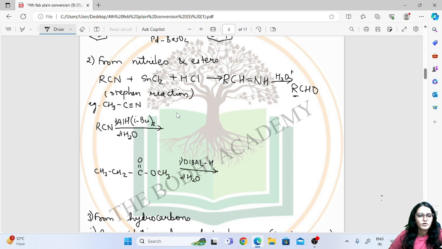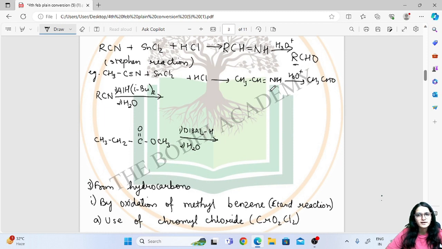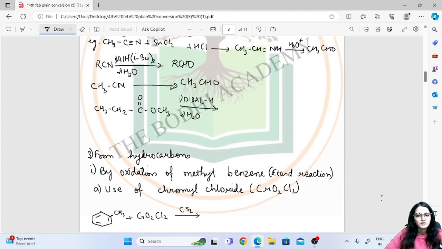So CH3 C triple bond N plus stannous chloride plus HCl will give CH3 CH NH. On further hydrolysis it will give CH3 CHO, which is ethanal. There is one more reagent which will act efficiently to give the aldehydes, that is DIBAL-H, the name is diisobutyl aluminium hydride. So when we take nitrile in presence of this reagent, RCN will give us RCHO, that is the particular aldehyde. If I take the example, CH3CN in presence of this reagent will give me CH3CHO. So nitrile is getting converted to the particular aldehyde.